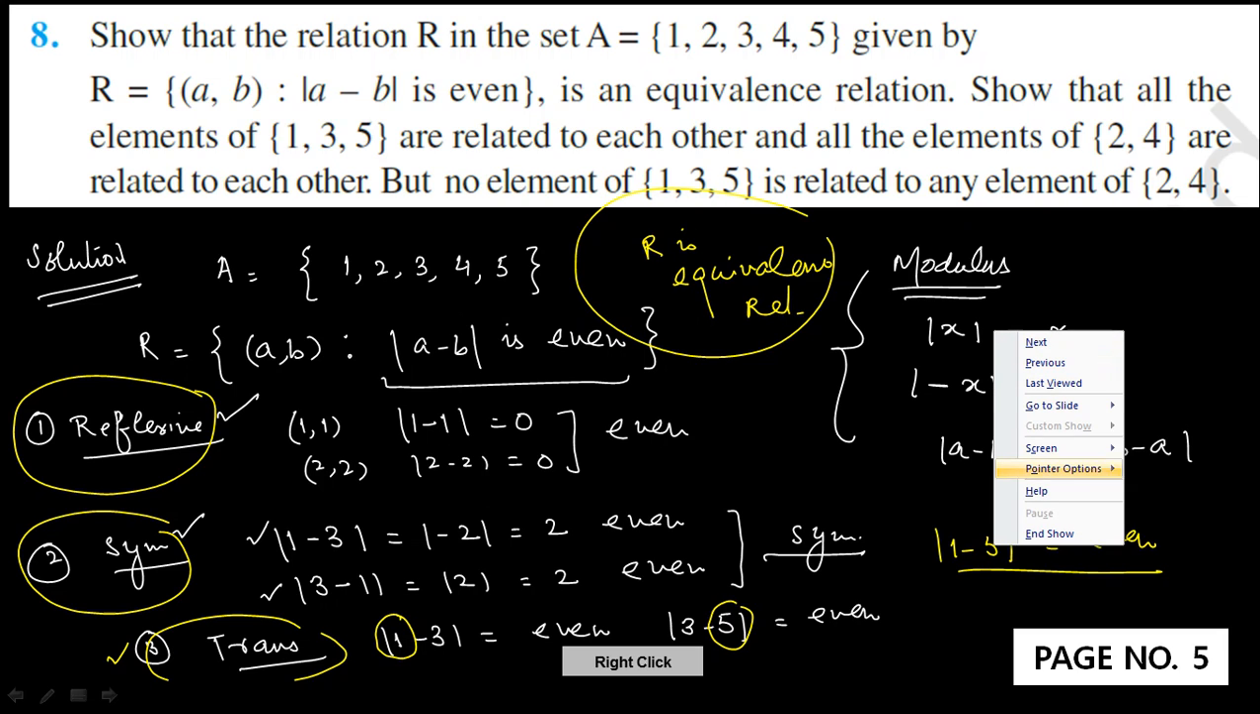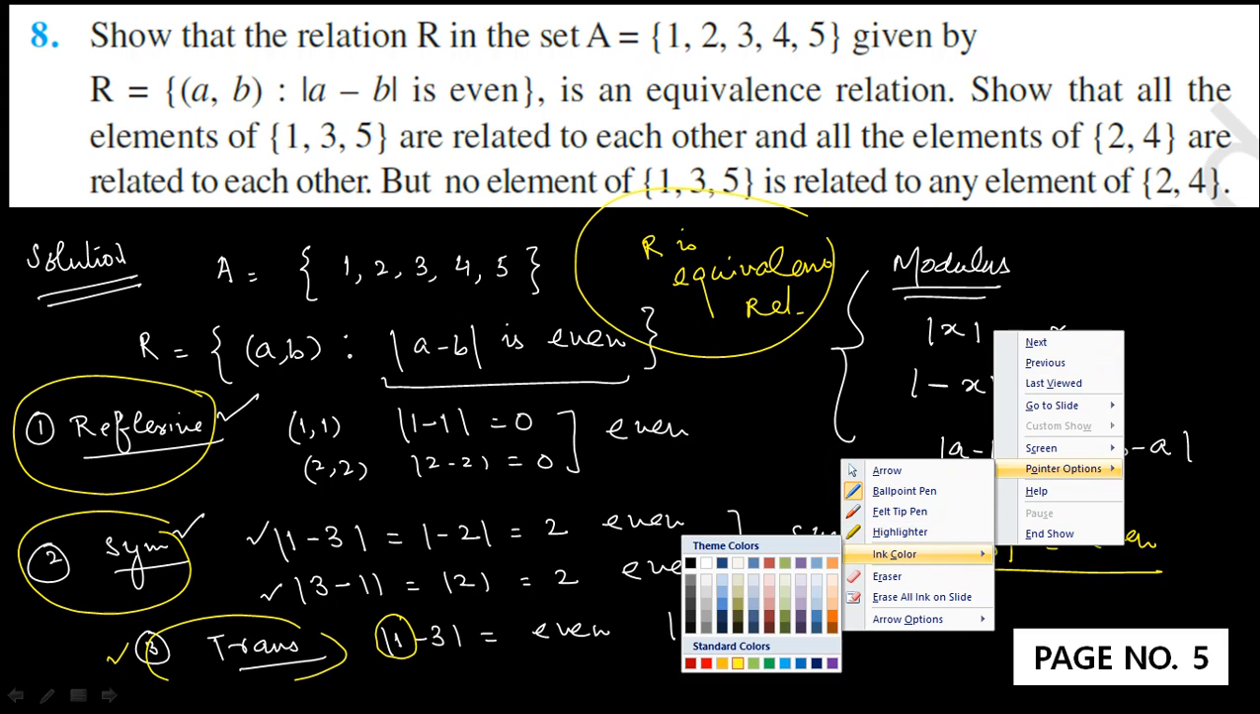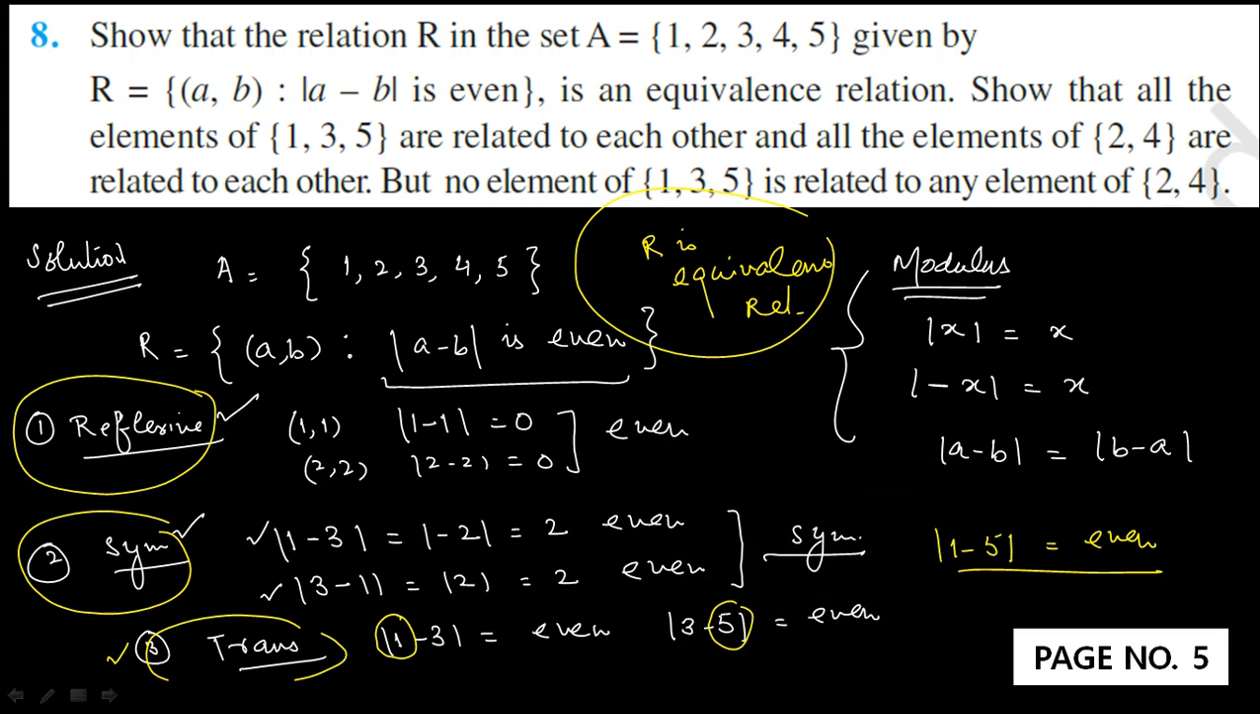Now what about the second part? I am going to highlight that content which is important. I have already explained this part, equivalence relation. Now what about the next part? Show that all the elements of {1, 3, 5} are related to each other and all the elements of {2, 4} are related to each other, but no element of {1, 3, 5} is related to any element of {2, 4}. This is the condition.